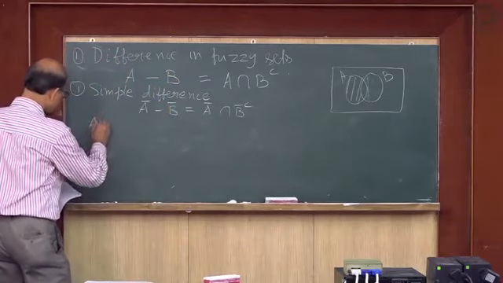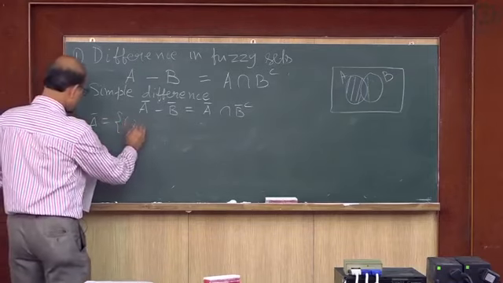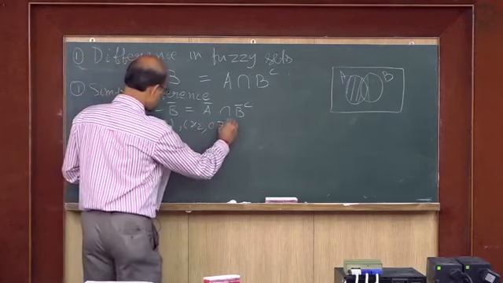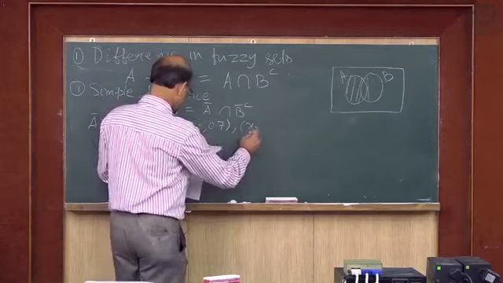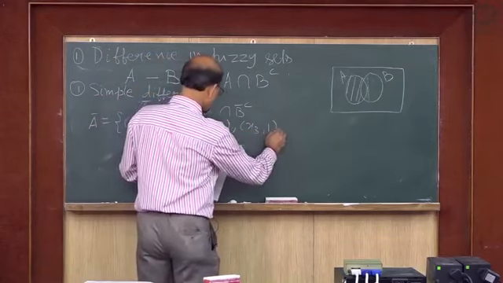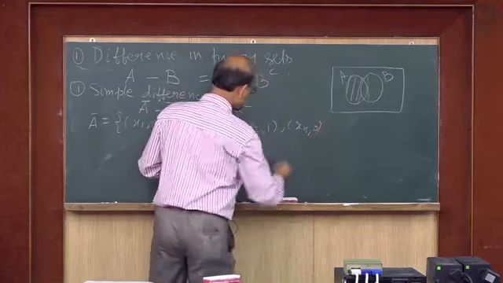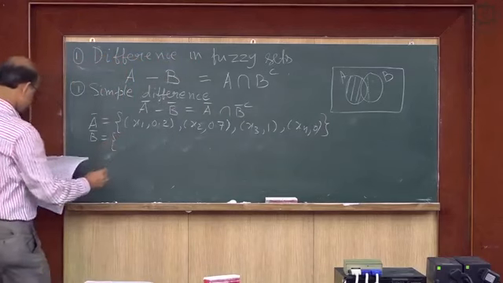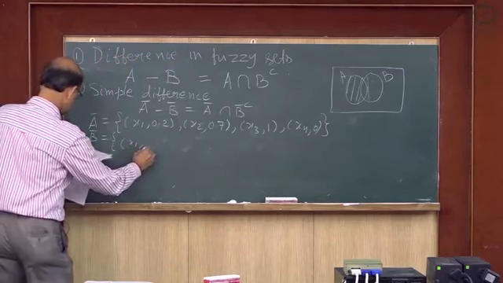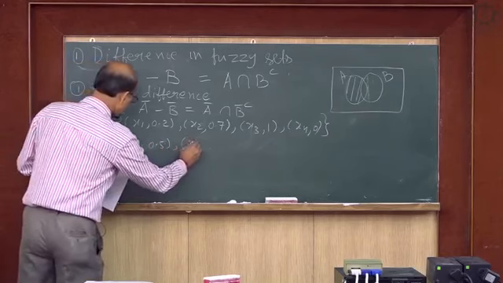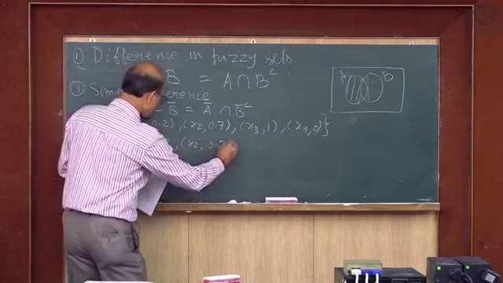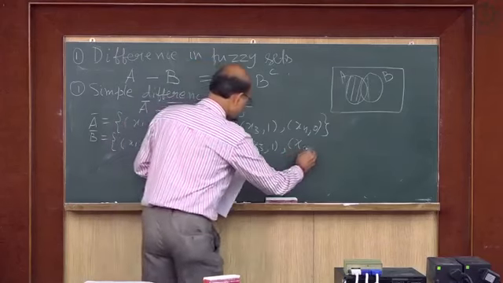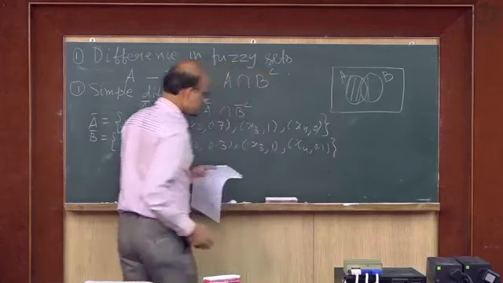Suppose I have a fuzzy set A bar as x1 0.2, x2 0.7, x3 1 and x4 0. This is your fuzzy set A bar. Fuzzy set B bar is x1 0.5, x2 0.3, x3 1 and x4 0.1. These are two fuzzy sets.